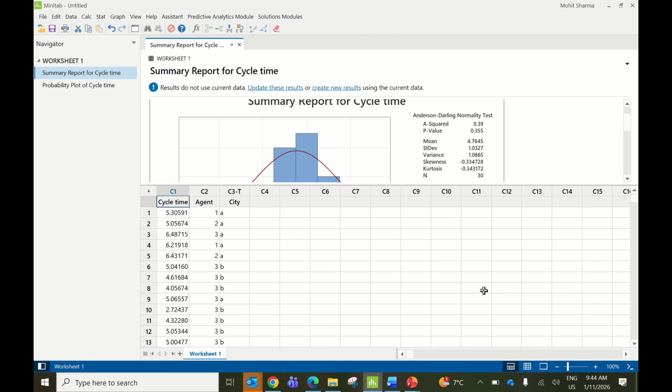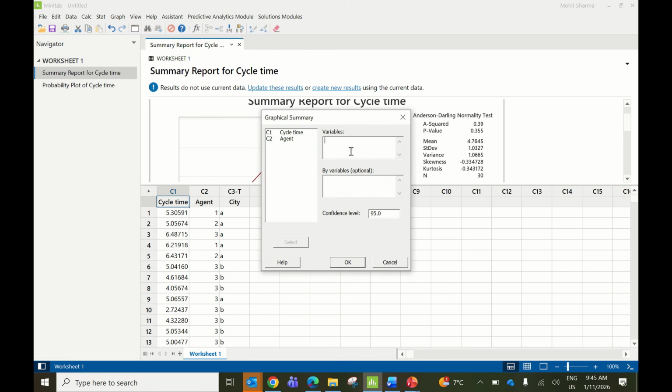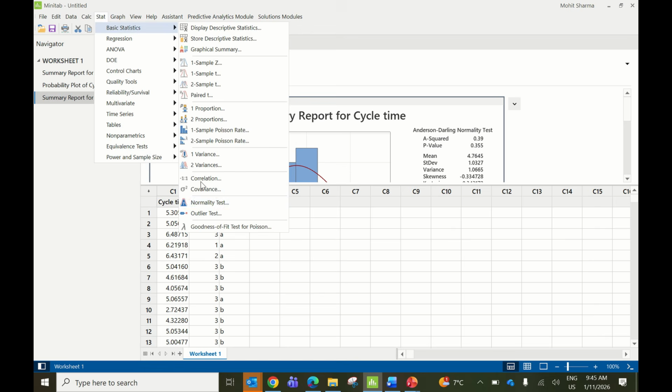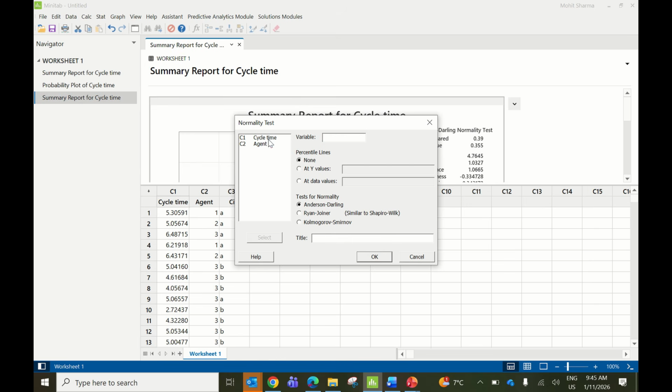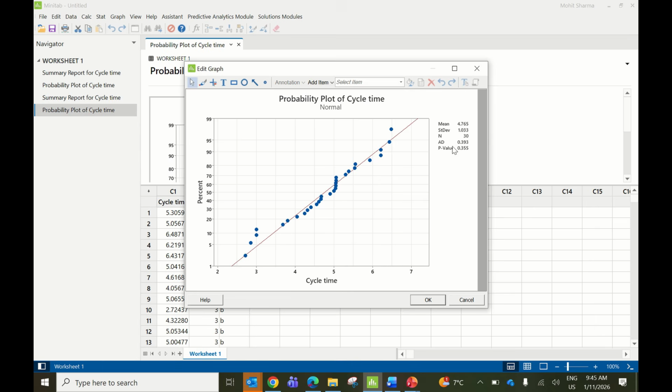So let me first try and see how it works when I compare normality of the cycle time data. I will go to Stat, Basic Statistics, Graphical Summary. Under Variables, I will enter cycle time and I will click OK. So p-value here is 0.355, which suggests that the data is normally distributed. I will also create normality chart. I will go to Stat, Basic Statistics and Normality Test. Under Variable, I will enter cycle time and I will click OK. So if you look at this graph, it is showing me that the p-value is again 0.355. My data is normally distributed.